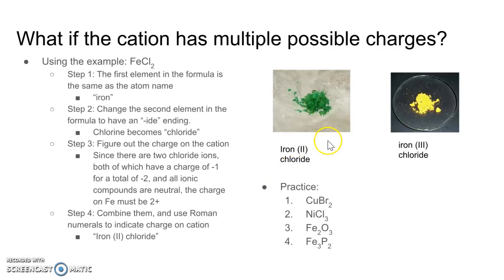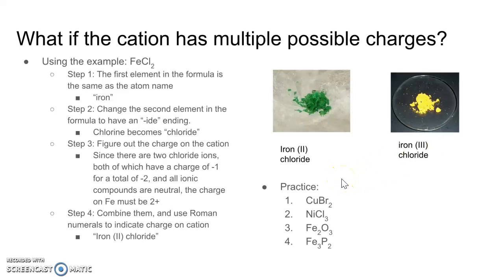Well, as you can see here, iron 2 chloride and iron 3 chloride are very, very different compounds. You can tell that just from their color alone. And because they're very different compounds, you need to indicate the charge on that iron. So just keep that in mind. All right, I have some practice below right here.